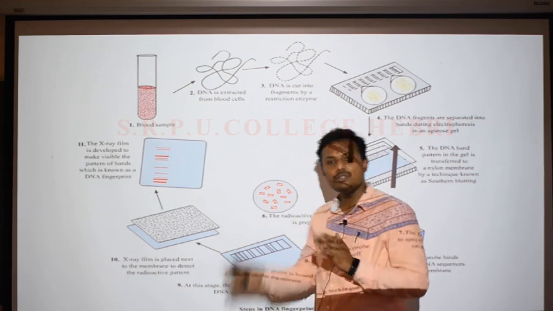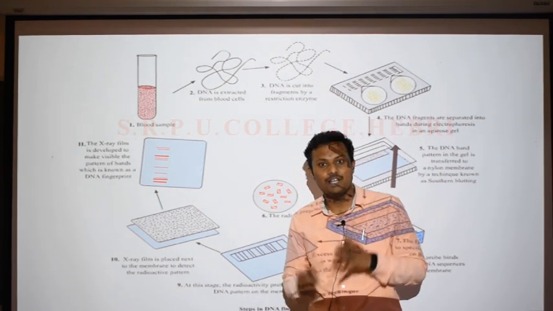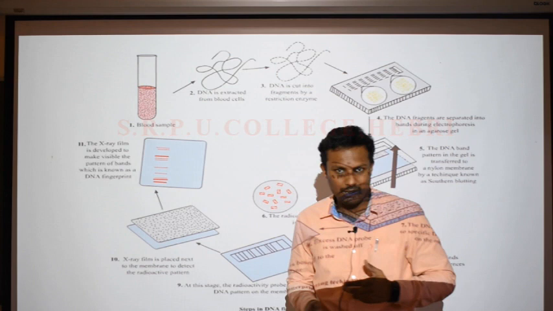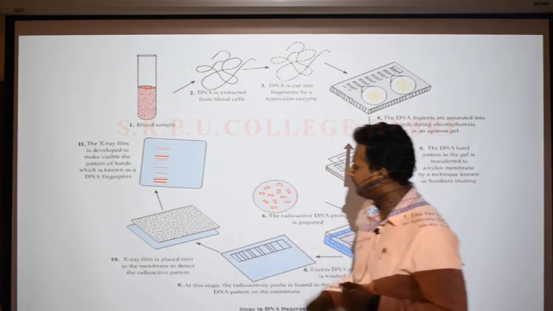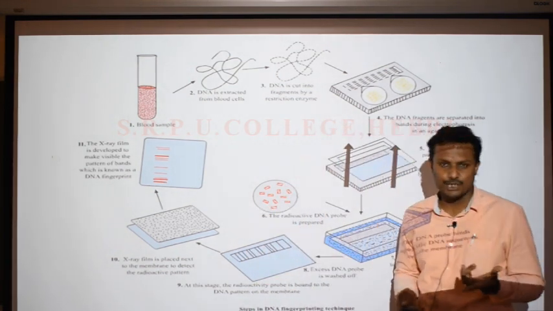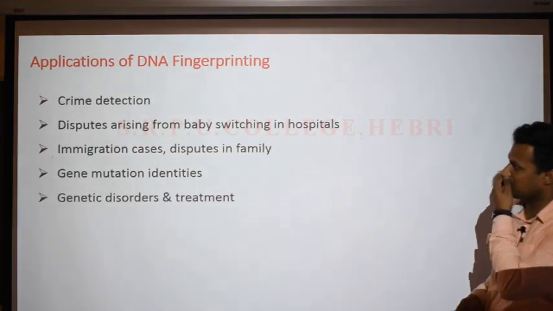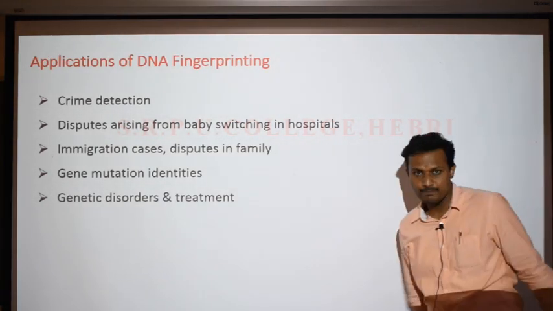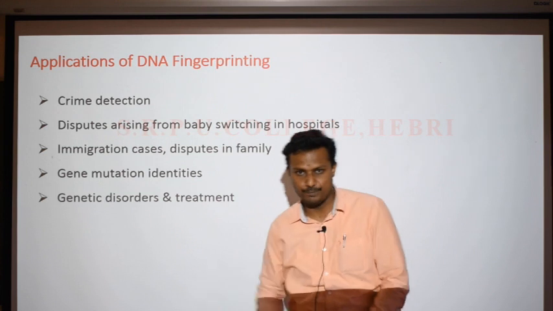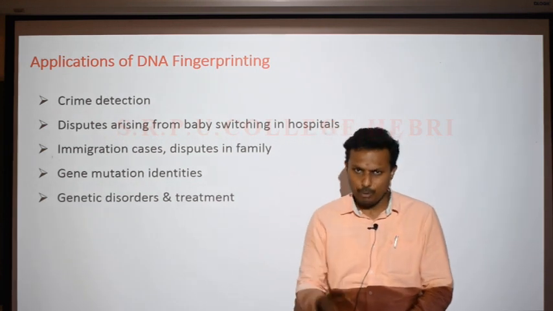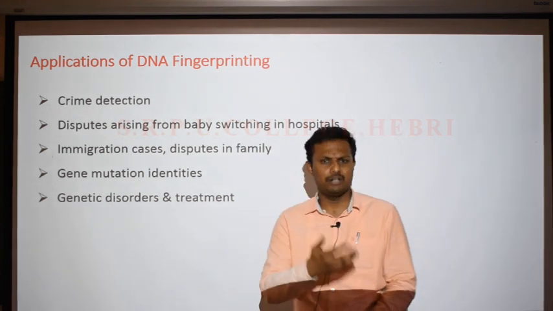So what is the use of this? To identify someone specifically we need an identity, right? So that is why we do that, and there are many applications to this also. Let us look at the applications of DNA fingerprinting here. It can be used in crime detection, like maybe a robbery may be there, or a murder may be there, maybe a rape case may be there.